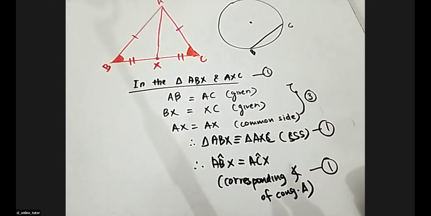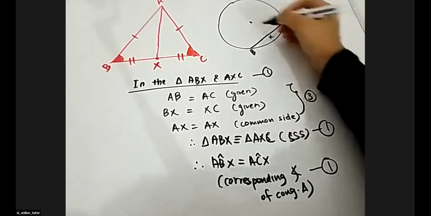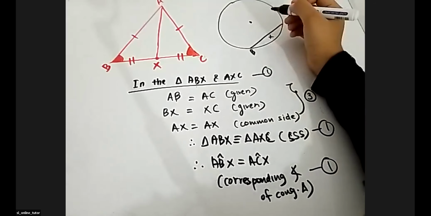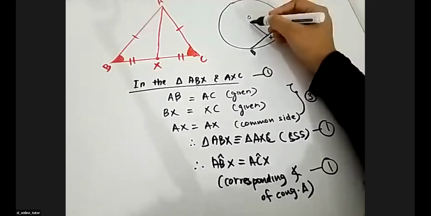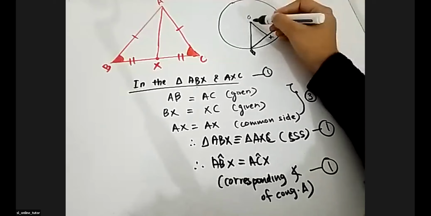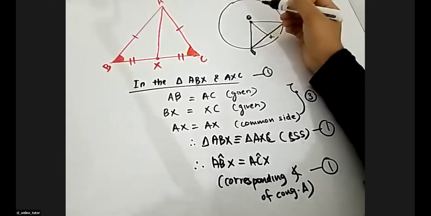Right, now we'll come to the last question. Now they say BC is a segment, X is the midpoint. Then what else they have said? Join OX, OB, and OC. Prove that BXO is 90 degree.